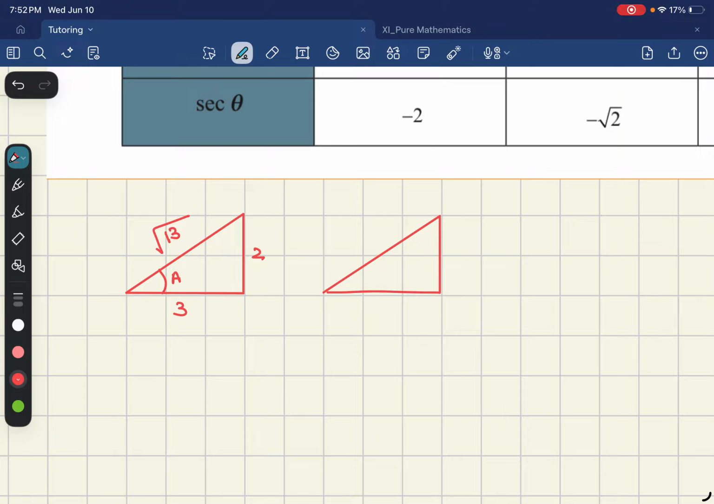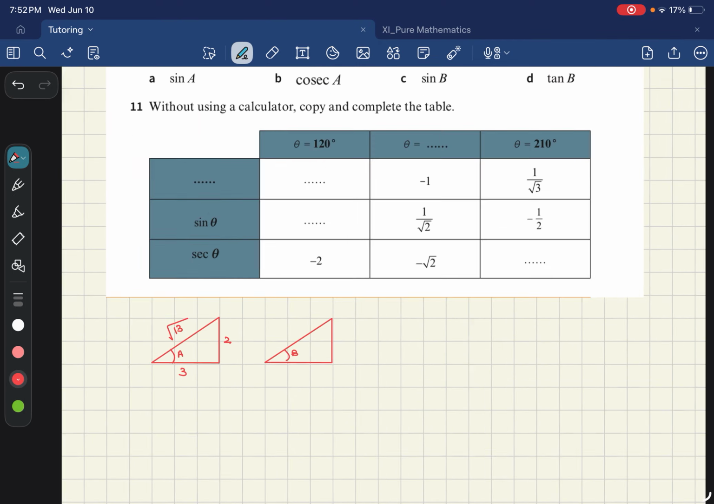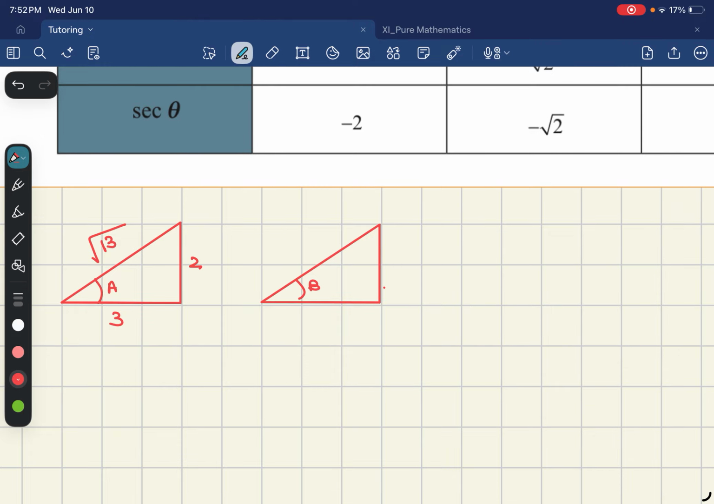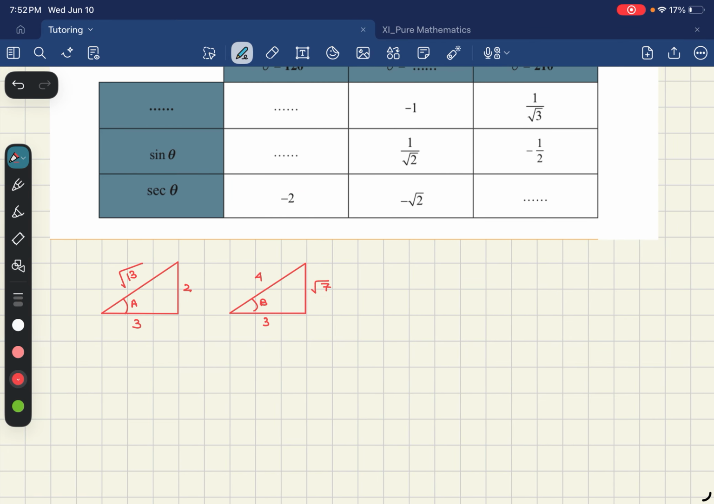And you draw your other angle. So this is B, right? And cos B is 3 over 4. And this side is going to be 16 minus 9, which is, I think, square root of 7. I believe. Yeah, square root of 7, I think.